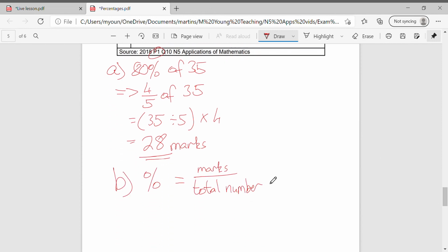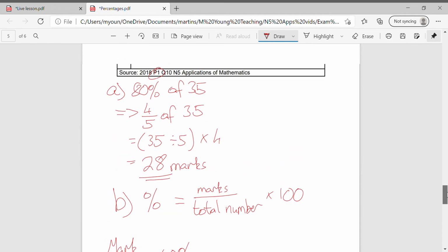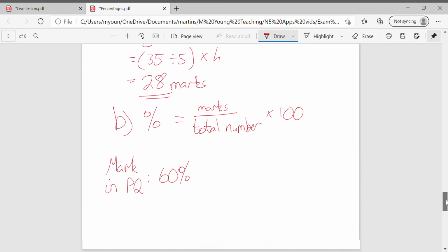And remember, you kind of convert it into percentage. You're technically timesing by 100. Okay, but we might be able to tell just by looking at the fraction. Right, so let's go and work out how many marks we're getting in paper 2. So it was 60%, I believe, of 65.